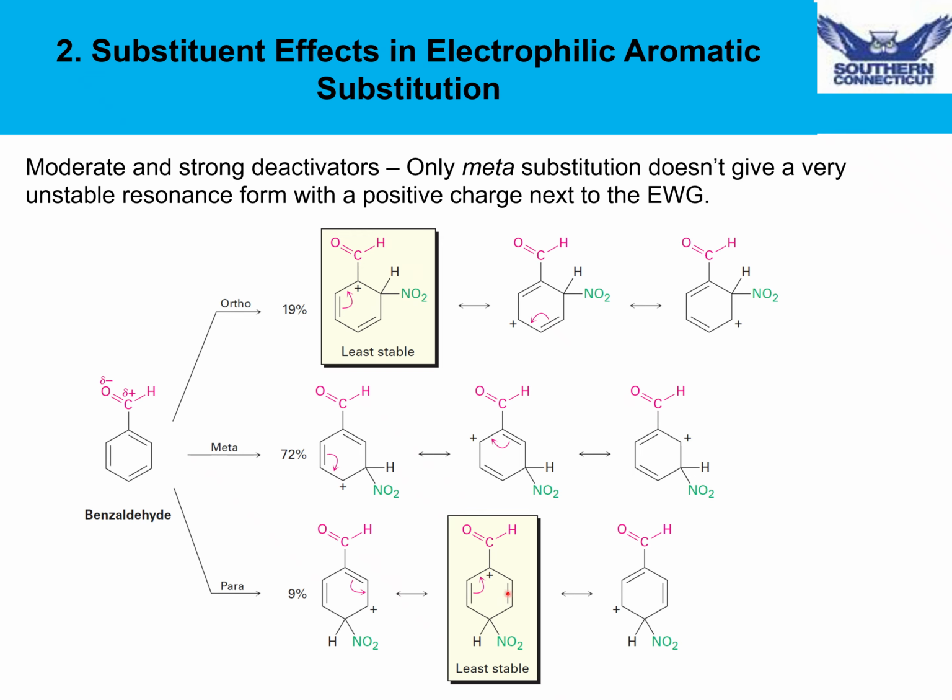We have a similar resonance structure when we do para substitution, where the positive charge is on the same carbon as the carbonyl. In the case of meta substitution, the positive charge will always be at least one carbon away from the carbonyl.